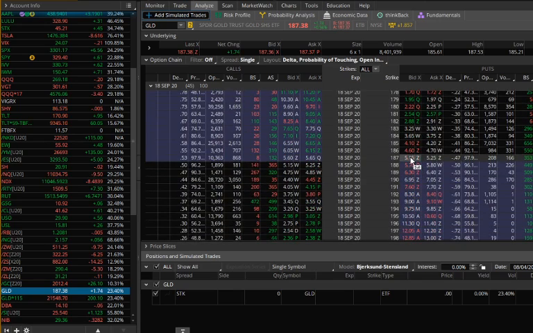You can have two people with two different assumptions on the same underlying. One guy's bullish gold and one guy's neutral gold, and they both make money. It just depends on the strategy they're using. So last month I had a gold strangle on and it made money, even though gold has been on a wild tear.